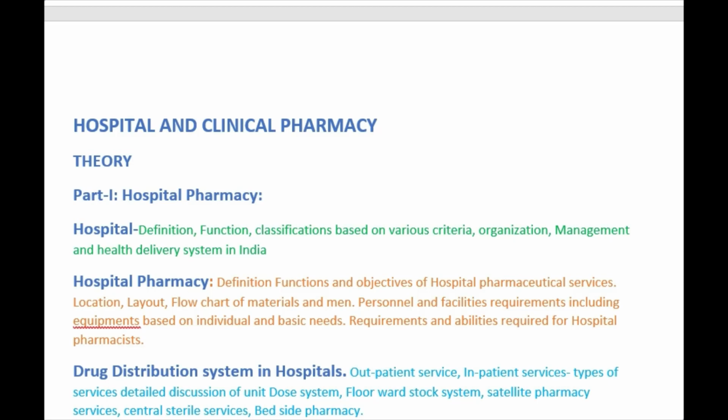Hospital pharmacy contains different chapters as follows. First chapter is hospital. It contains its definition, function, classifications based on various criteria, organization, management, and health delivery system in India.